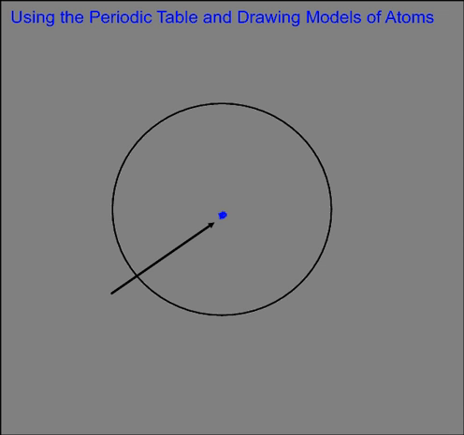Okay, let's do a quick review of what we've already learned about the structure of an atom, and then we'll get into drawing models of atoms using the information from the periodic table. To start with, there's a very dense center in the middle of the atom, which we call the nucleus.